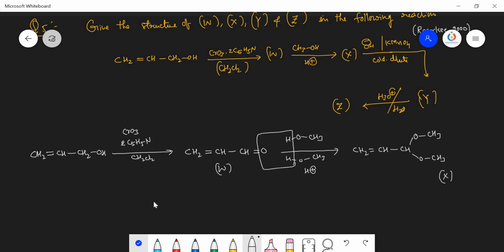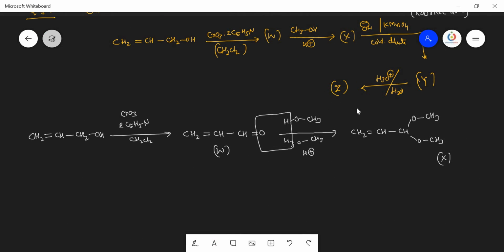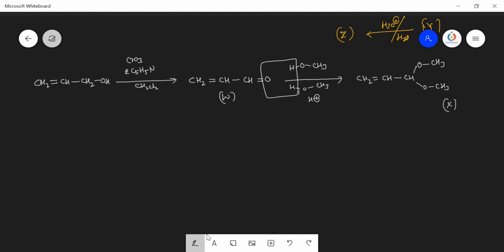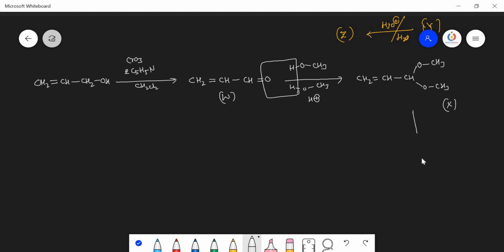So this X molecule reacts with cold dilute alkaline KMnO4. What is the role of cold dilute alkaline KMnO4? Cold dilute alkaline KMnO4 is Baeyer's reagent. Its role is hydroxylation at the double bond. It will not touch the other part. So you will get CH2OH, CH, CH, OCH3 and OCH3. So this is the Y compound.